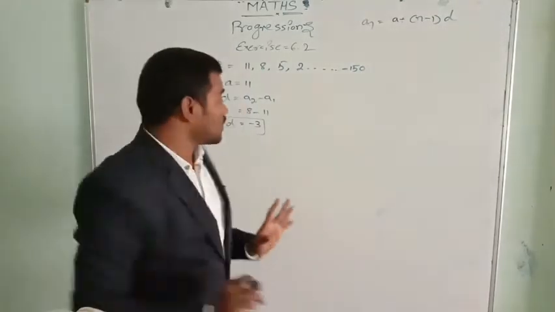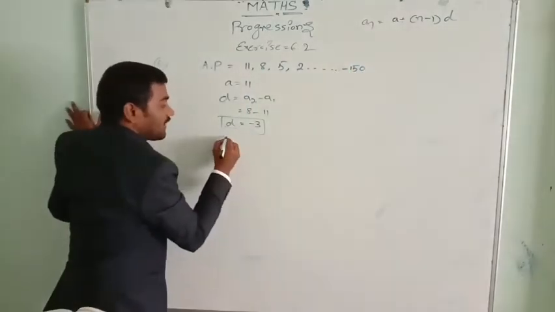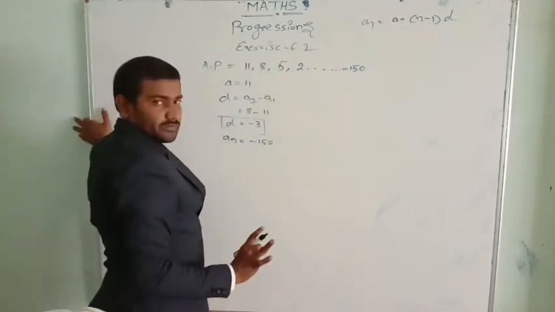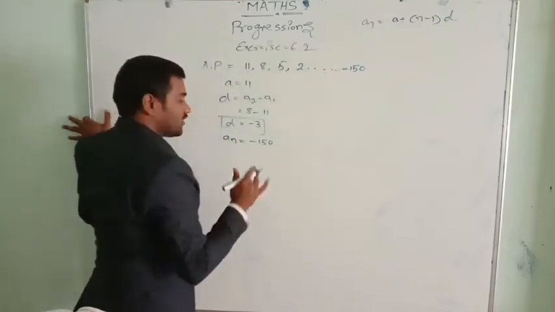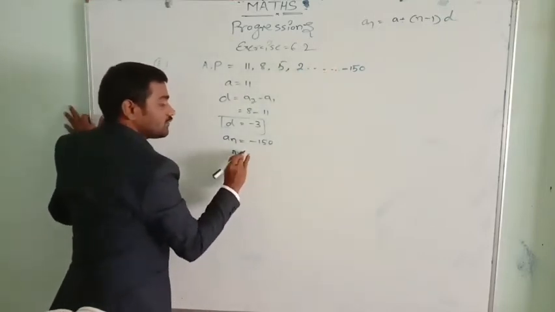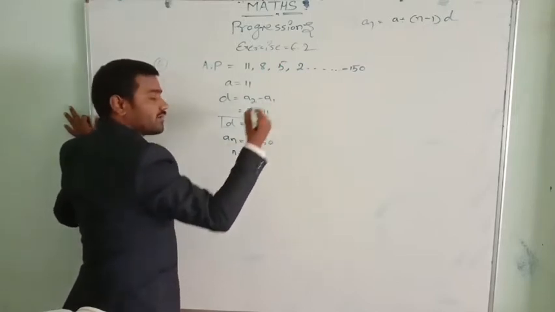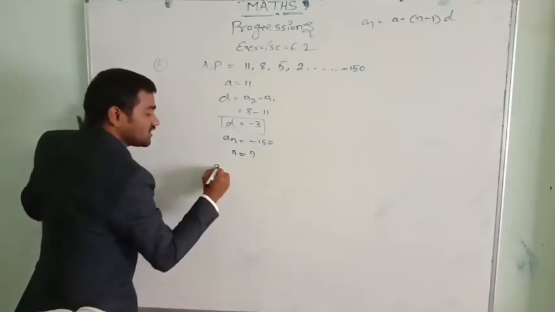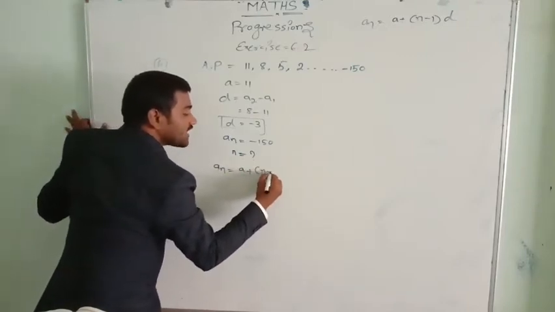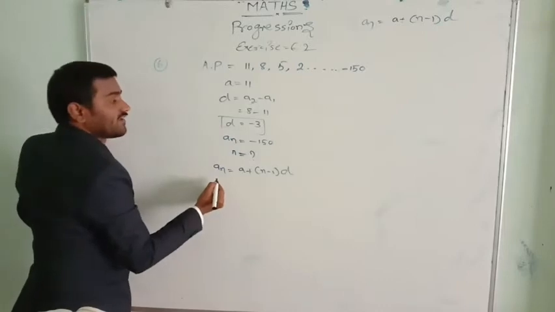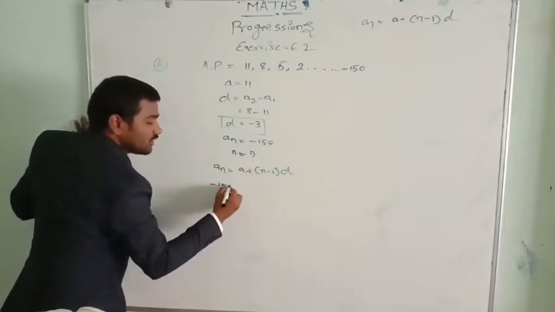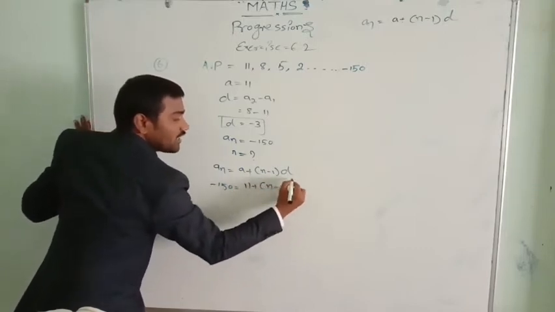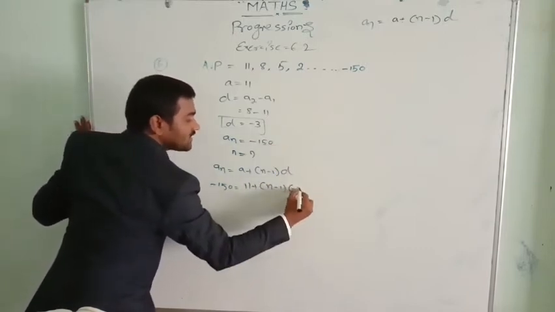This is one question. So let us consider for the time being that An equals minus 150. Suppose this is the nth term, the last term of this arithmetical progression. Thus we need to find the n value. So minus 150 is the nth term. What is the n value? Which term is it? Let us see, using the formula An equals A plus n minus 1 into D, where An is minus 150, that equals A, which is 11, plus n minus 1, where n we need to find, and D is minus 3.